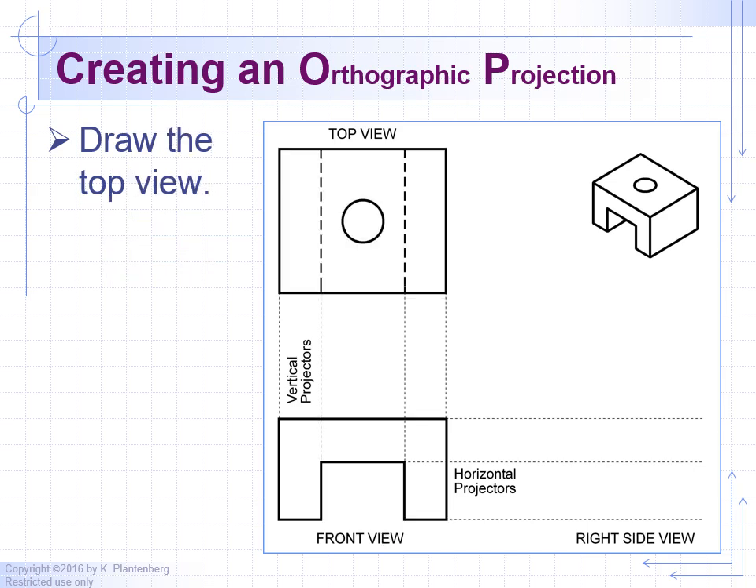Draw in the top view. Here's the left side of the object. Here's the right side of the object. Here's the hidden lines that are associated with this cutout. Here's the hidden lines associated with it. And there's our hole in the top.